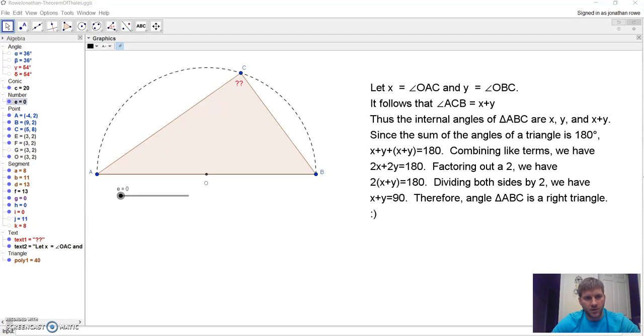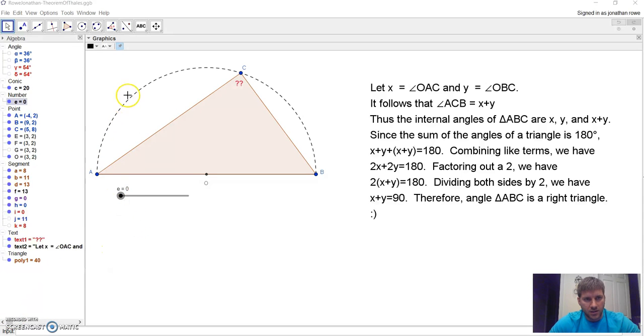Today we're going to be talking about the Theorem of Thales, which answers a question for us. That question would be, what can we say is true about a triangle that is inscribed in a circle, or maybe even a semicircle, when one of the sides of that triangle is a diameter of the circle? And we're going to be using GeoGebra to just demonstrate this.